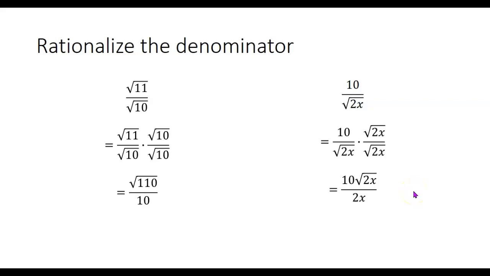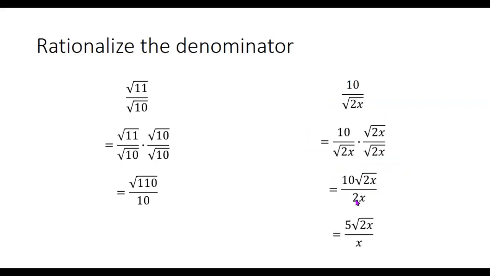Now we're almost done, but there's one more thing we can do to put this in lowest terms. Can you see what it is? The 10 on the top and the 2 on the bottom divide out. We can divide them both by 2 and reduce this to 5 times the square root of 2x over just x. The 10 divided by 2 is 5, and the 2x divided by 2 is just x.